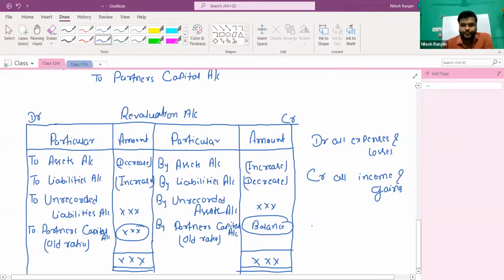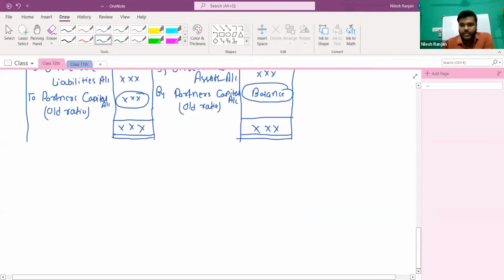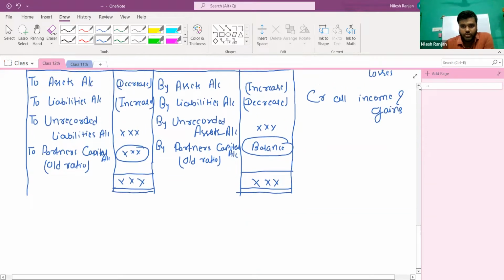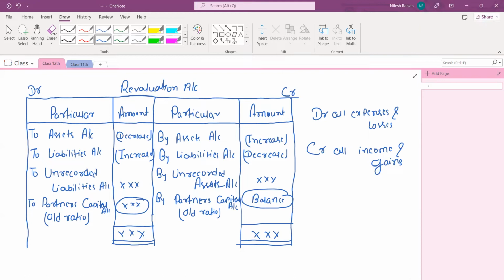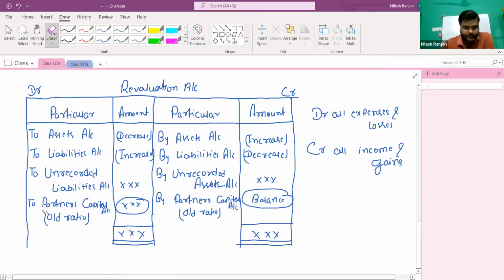So what will be the journal entry? You want to write this format? Yes. Have you already copied this format? Yes, sir. So I can change it. Okay, sir.